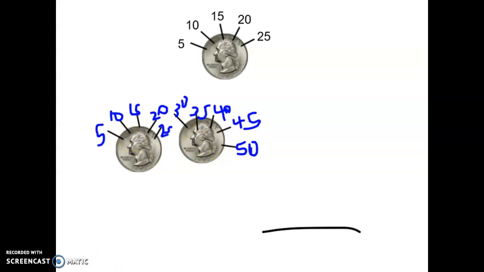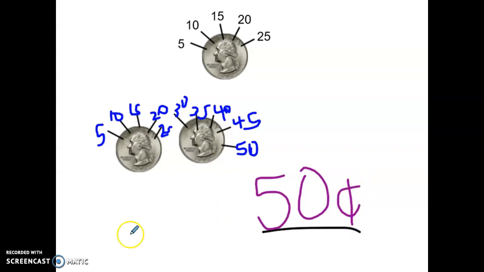We just counted these 2 quarters and we saw that it equals 50 cents. And now we're done.